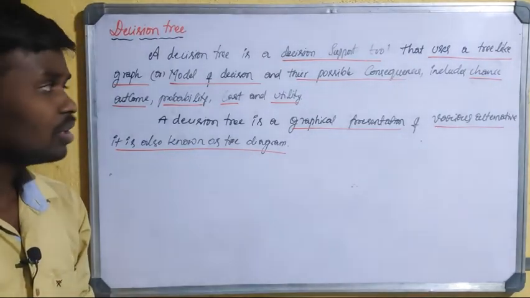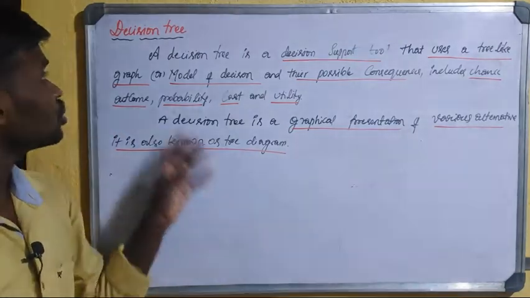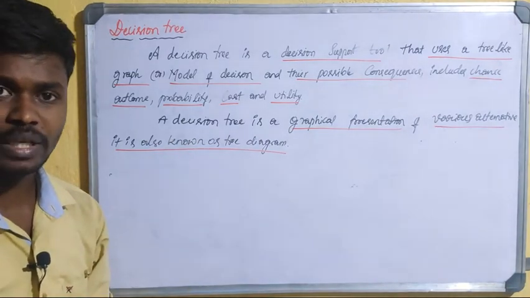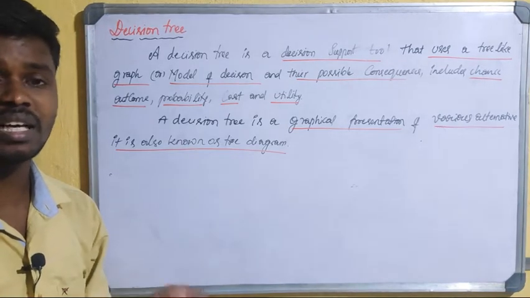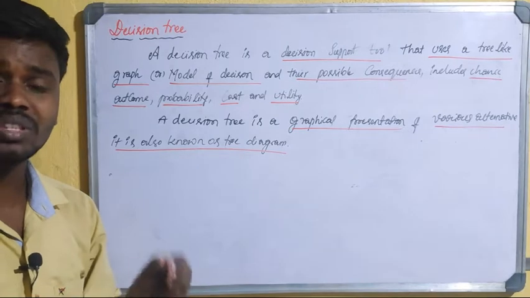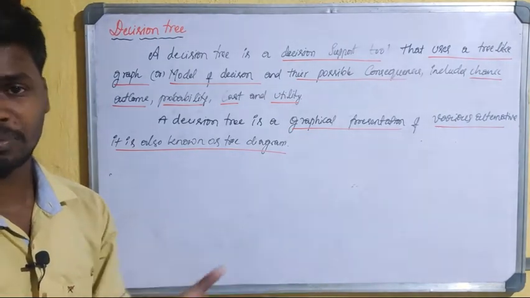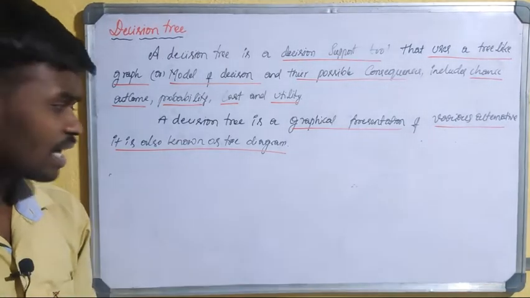Next, I'll give you an example of decision tree analysis: how investors and managers take the necessary actions based on the various available alternatives, and how the consequences, outcomes and probabilities are represented in a graphical format. Before that, you have to understand this.